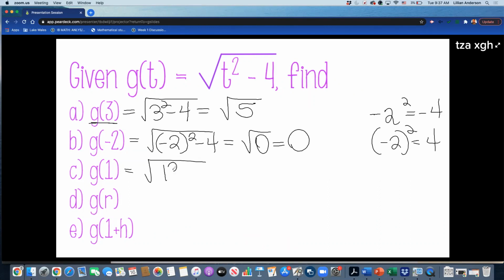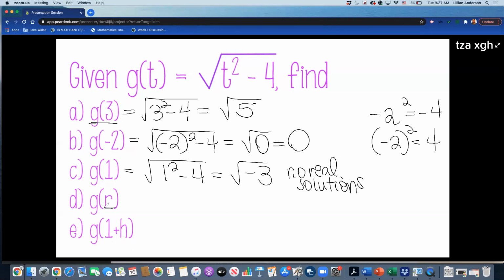So be very careful of how you plug that in. Same thing here. 1 squared minus 4, what do you get? Can you say the square root of -3? No. No, it doesn't cancel out the negative. That just means that there's no real solution here. You guys only deal with real solutions in this class, okay? You guys only deal with real solutions.